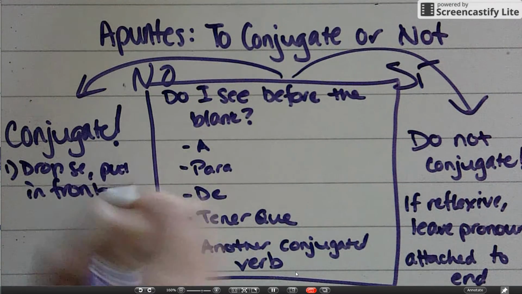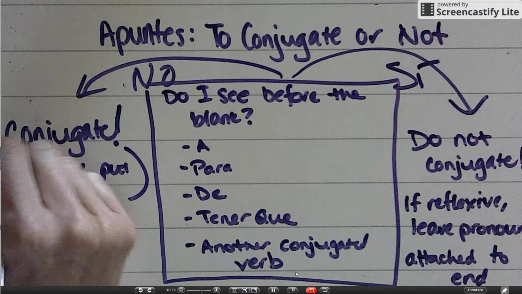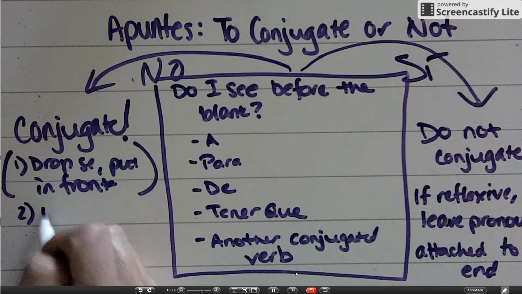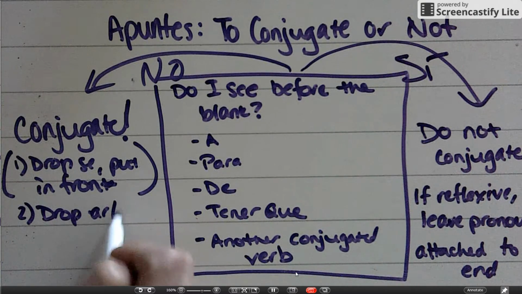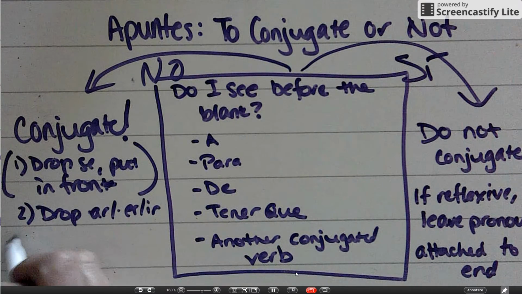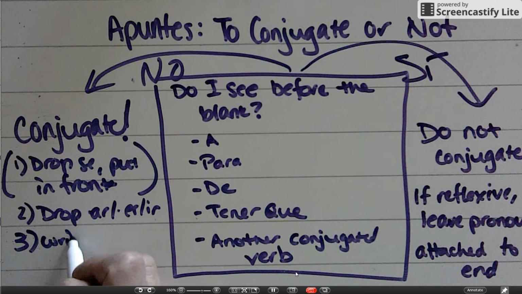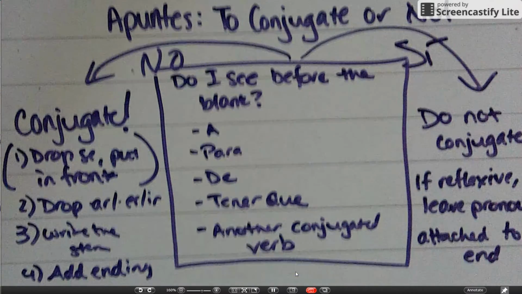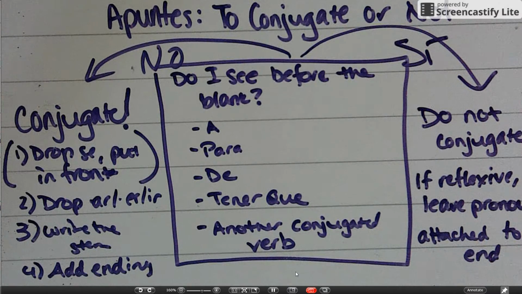And I'm going to put big parentheses around that one because if it's not a reflexive verb, then I don't worry about that. 2, drop the AR, ER, IR. Step 3, write the stem. And step 4, add the ending. So if it's not a reflexive verb, I just go right to step 2, 3, and 4. If it is a reflexive verb, then I do 1, 2, 3, and 4.